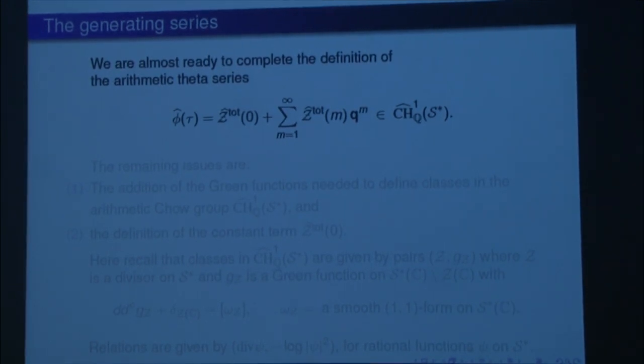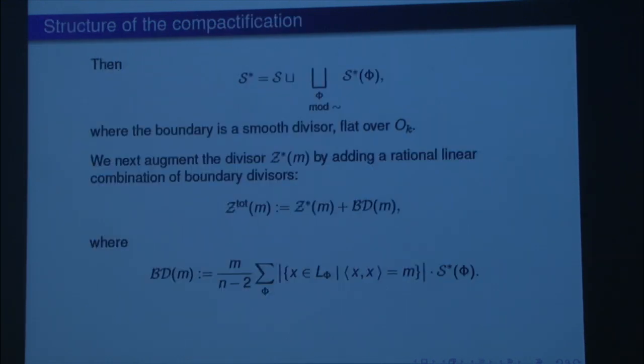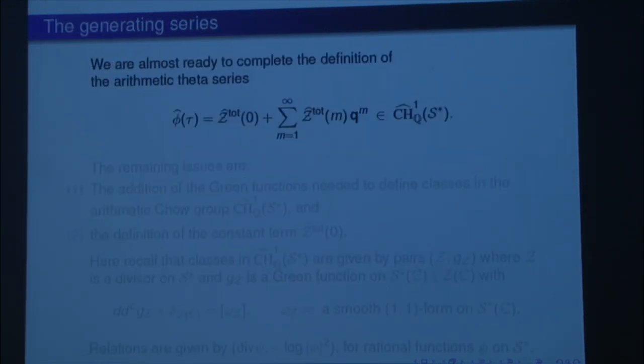So the idea now is that we're going to take these cycles, which I've just defined here. We're looking at their classes in the arithmetic Chow group. So notice there's a hat here. So I still have something to discuss, namely Green's currents or Green's functions. But anyway, we're going to make this generating function like this.